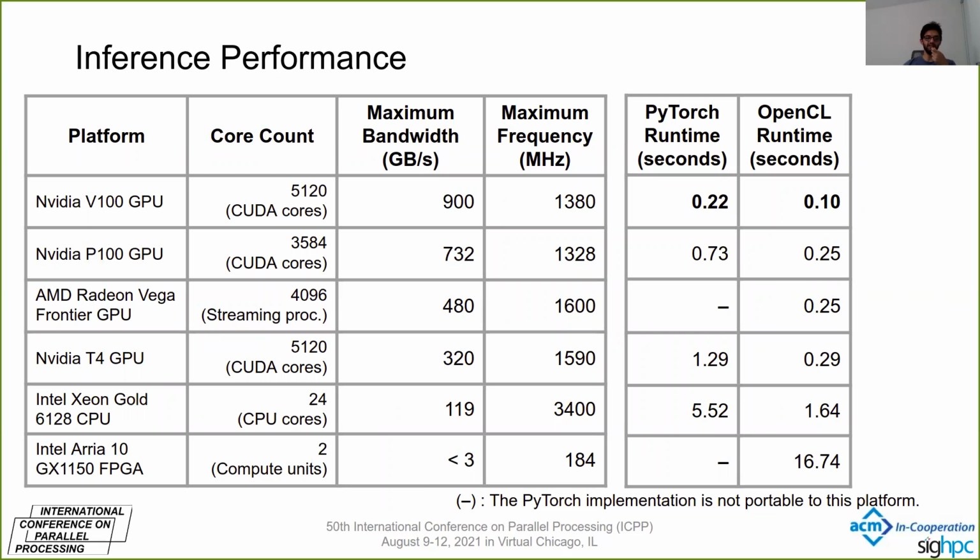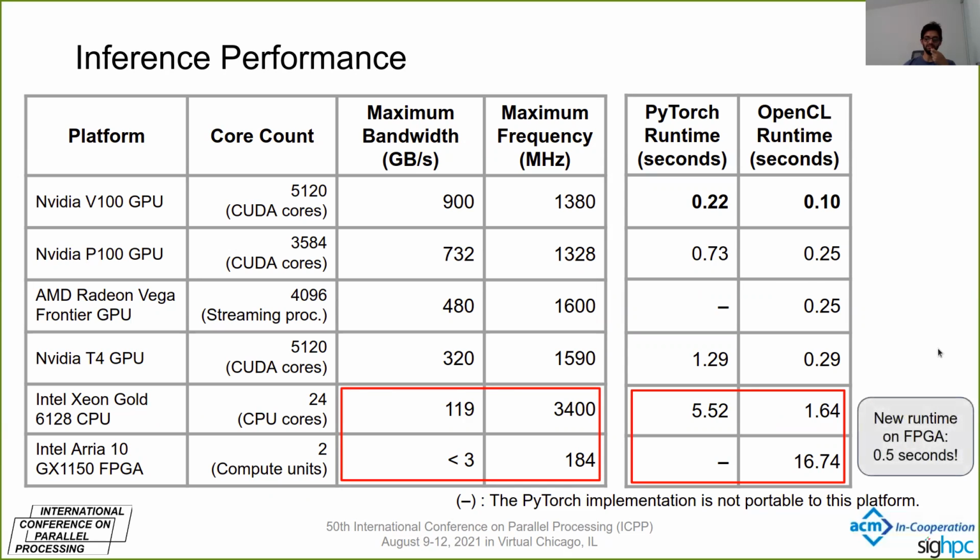The inference of TDNet was evaluated on GPU, CPU, and FPGA. Best performance was achieved on the NVIDIA V100 GPU with OpenCL implementation executing in approximately 0.1 seconds. The execution on FPGA is approximately an order of magnitude slower than the execution on CPU. However, considering the maximum memory bandwidth available on FPGA and its maximum operating frequency, we consider that an encouraging result.